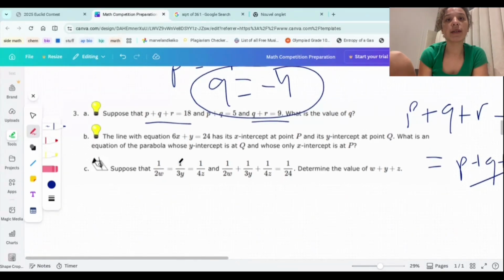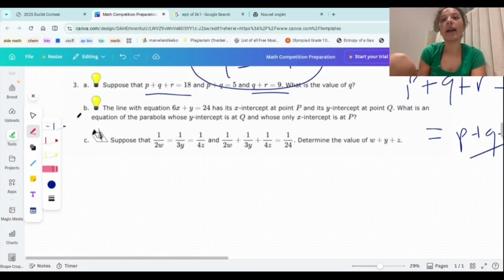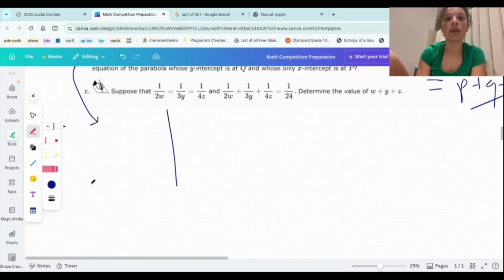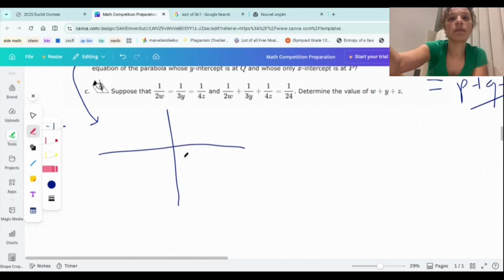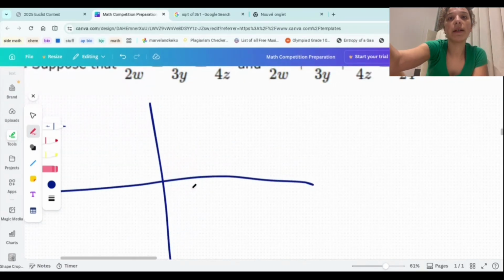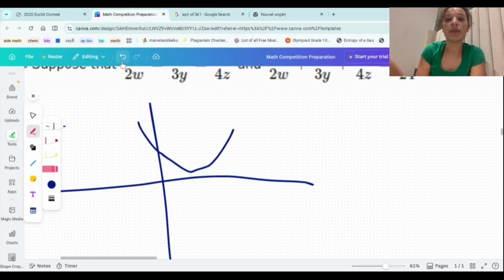Okay, let's move on to B. The line with the equation 6x plus y equals 24 has its x-intercept at point P and its y-intercept at point Q. What is an equation of the parabola whose y-intercept is at Q and whose only x-intercept is at P? Okay, let's do this problem down here. So I'll draw this out. So I already know that this parabola has a single root. That's what it means to only cross the x-axis at one point.